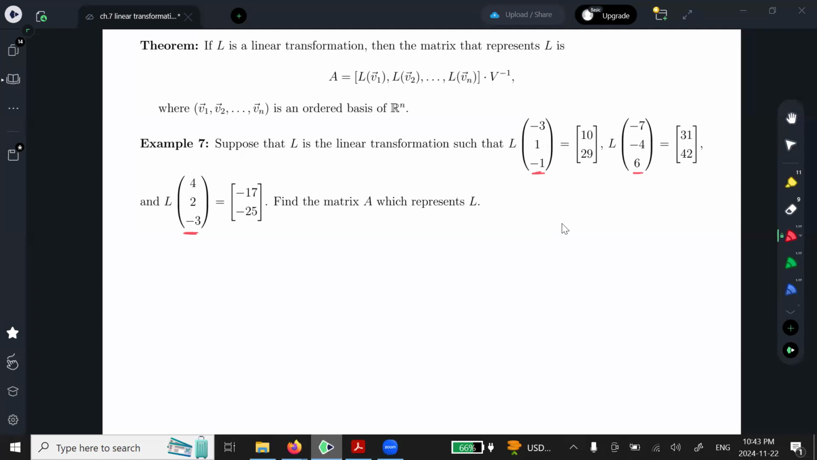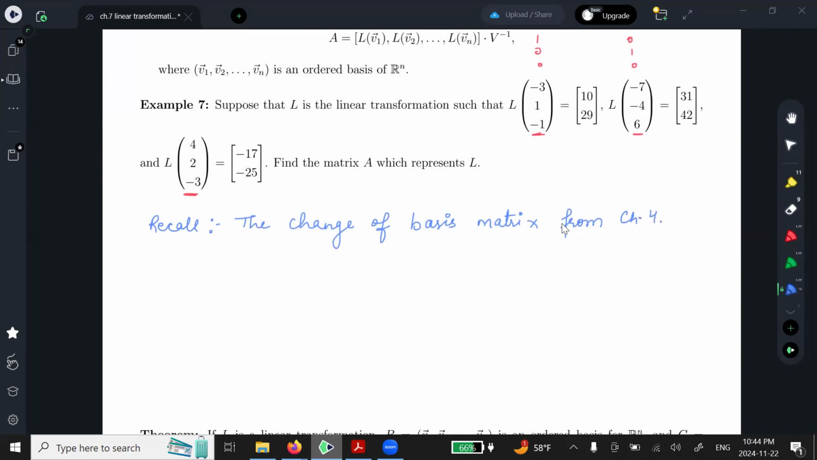Like you see here, these are not the good old 1, 0, 0, 0, 1, 0. They're different. So how do I find the matrix A of a linear transformation if I'm not given the image of the elementary vectors? If you recall the change of basis matrix from chapter 4, I have a video posted on YouTube, or you can read my lecture notes. And that's the concept that we'll be applying.